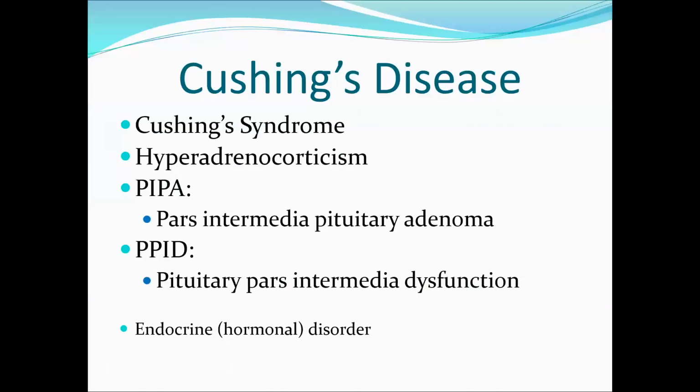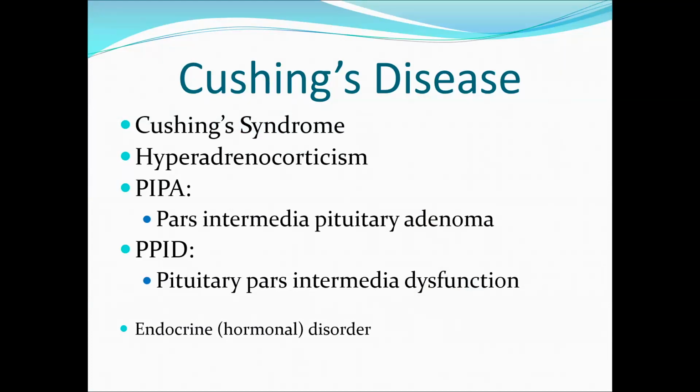All right, so Cushing's disease has a lot of different names you'll hear, just to make it confusing. Cushing syndrome, hyperadrenocorticism, PIPA, and PPID. The two most common terms we use are PPID and Cushing's. PPID refers to where the problem is happening. It's happening in the pituitary gland and specifically the pars intermedia.